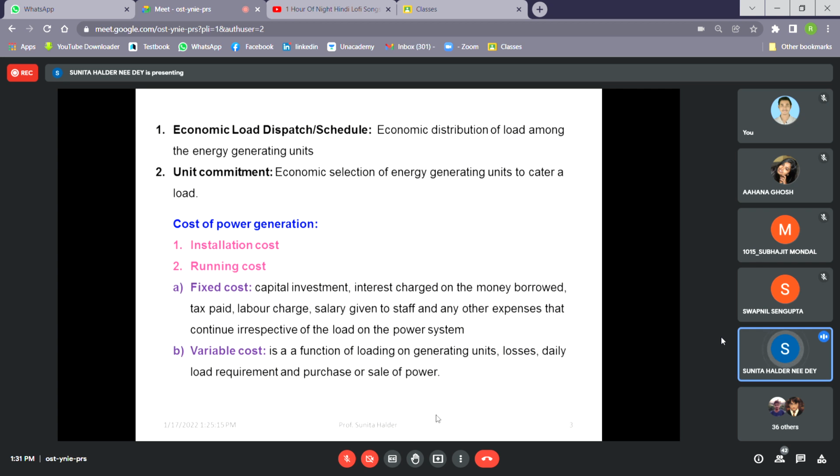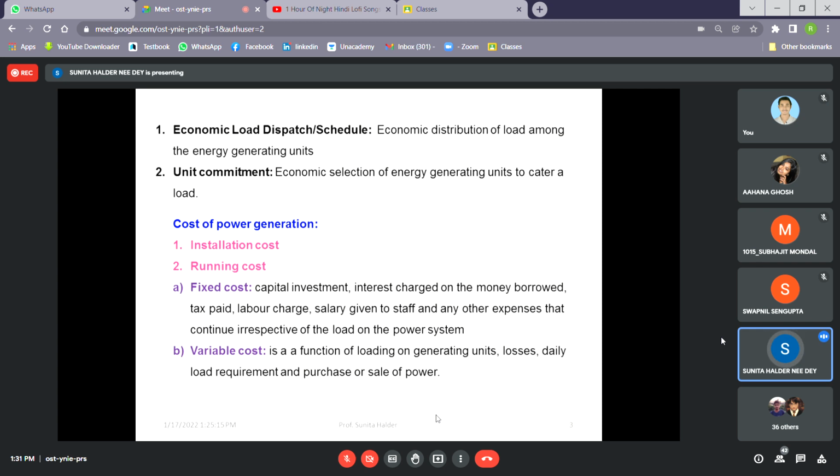So, costs for power generation are of two types initially. One is installation cost, another is the running cost. So installation cost is different for different generators, and it is fixed. And running cost, it is varying. It is actually changeable from time to time.